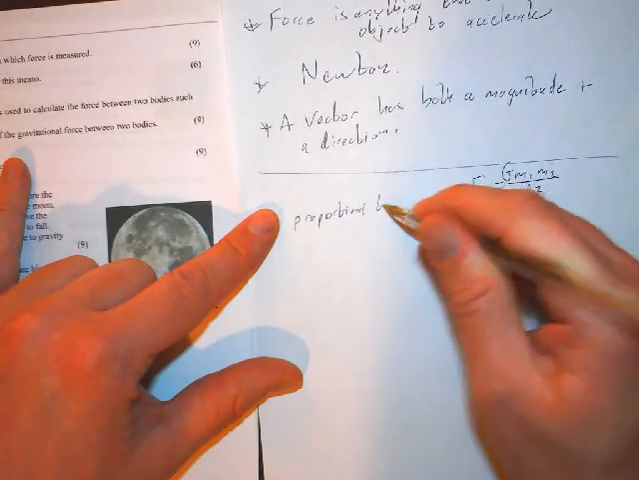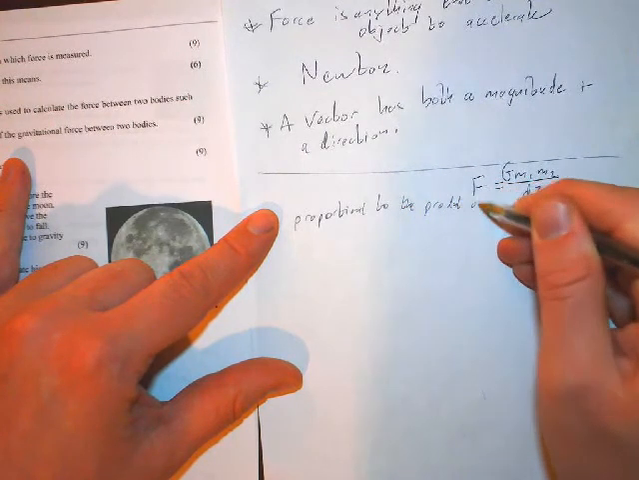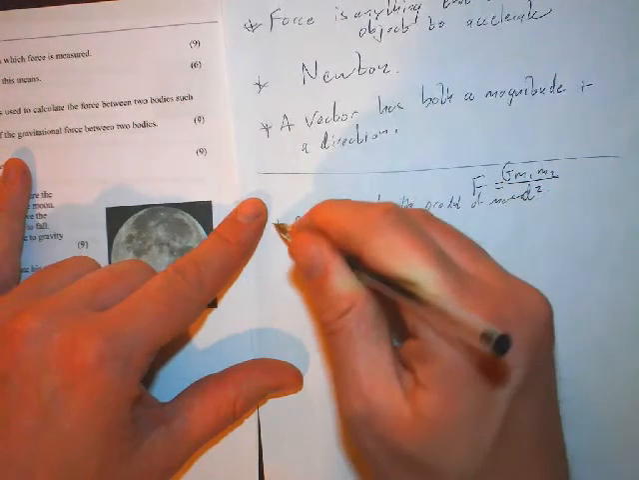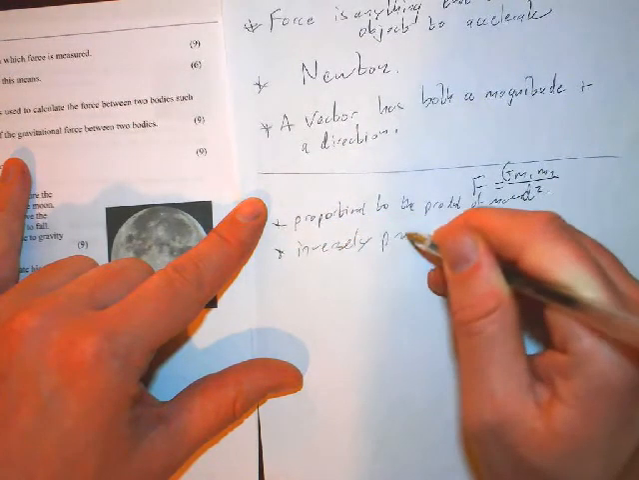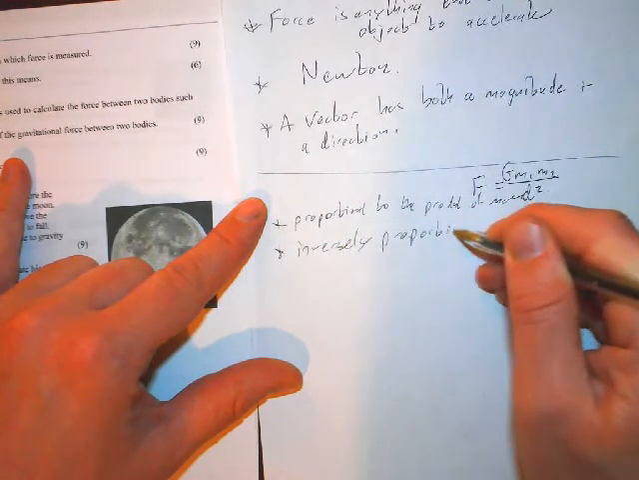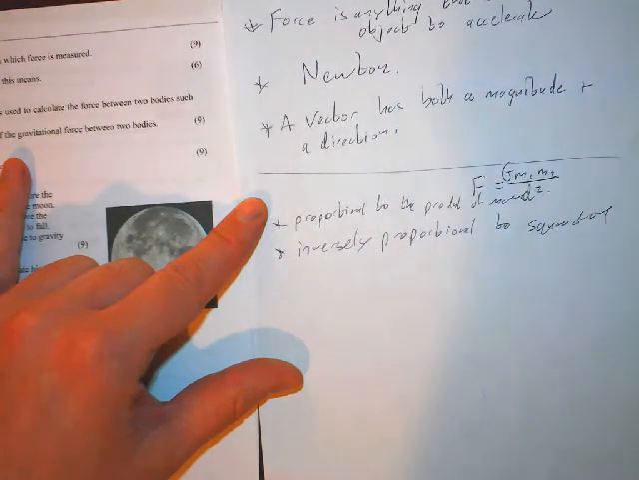So it's proportional to the product of the masses, like when you multiply them, and it's inversely proportional to the square of the distance between them.